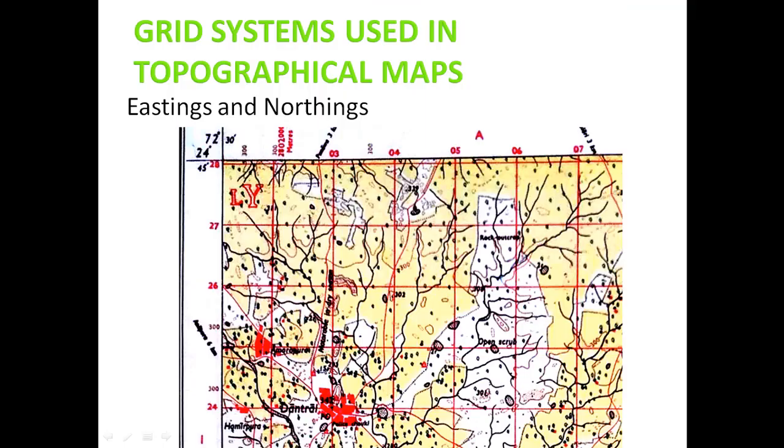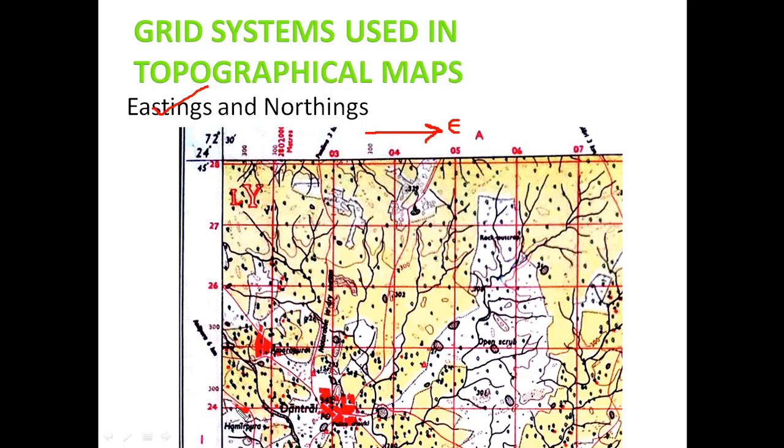There is another grid system used in topographical maps, called eastings and northings. As you can see, red lines are drawn on the topographical map. These lines are vertical and horizontal. The vertical lines have certain values written on them like 01, 02, 03, 04, 05. These values are increasing towards the east direction on the map. So these vertical lines are called eastings because they increase towards the east.